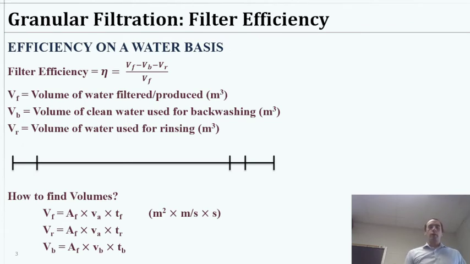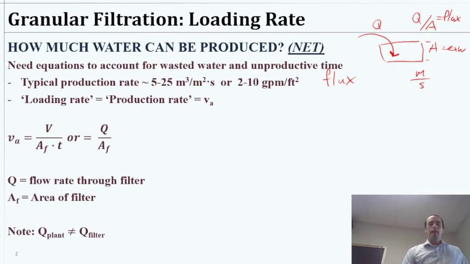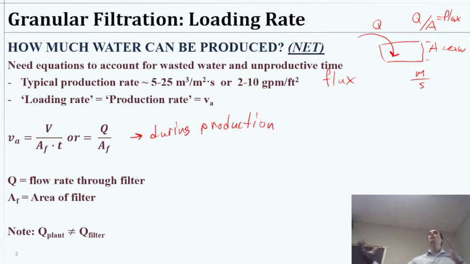So one of our goals, by the way, is going to be to find, instead of just VA, this is during production, one of our mathematical goals is to find what our net effective loading rate is, including all the wasted time and water that happens when we do the backwashing and everything. So we're going to have a couple things there.